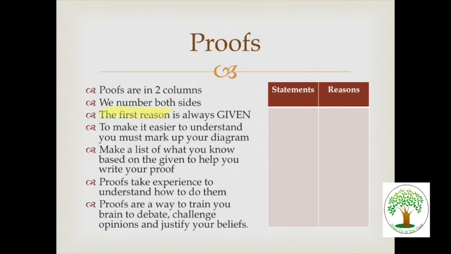The first reason is always given. Now, I'm going to emphasize that sometimes there are multiple givens. There are 2 pieces or 3 pieces, and you don't have to use all of them at the beginning. But you need to start out with something that's given to you when you start your proof. So you don't have to use all the pieces of the given, but you need to start with at least one of them.